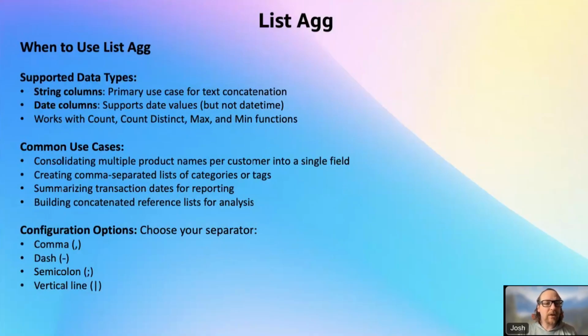So common use cases here is we might want to consolidate product names used by a single customer into a field. Others is we might want to check the status timeline of a ticket or an opportunity. We might have summarizations of dates within a report, or just simply adding a list of tags or categories to a comma separated item. We do have the ability to separate these by comma, dash, semicolon, or vertical line right now. These are all built right into the system. And I'll show you how we use them in just a second.